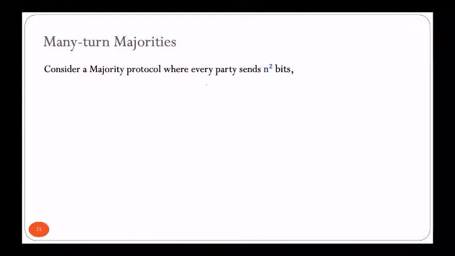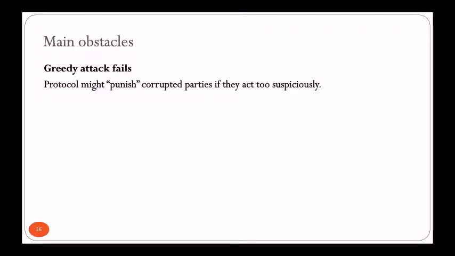I'm going to skip the examples. So let's talk about the main obstacles in this setting. The first is that the greedy attack always fails, or might fail. Why is that? Well, if we act too greedily, the protocol might understand who the corrupted parties are and expel them from the protocol, and in that way, we won't be able to use them. For example, we can look at a many-turn majority where if a player sends too many consecutive ones, it's expelled from the protocol. So if we act too greedily, we're not going to have any impact over the protocol.